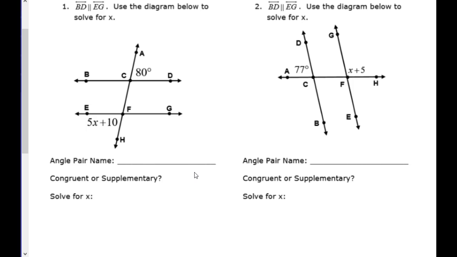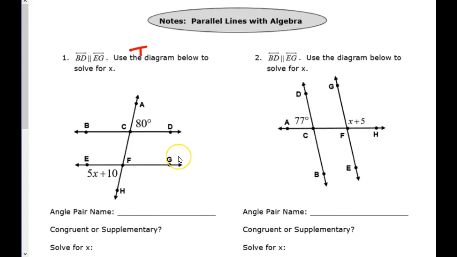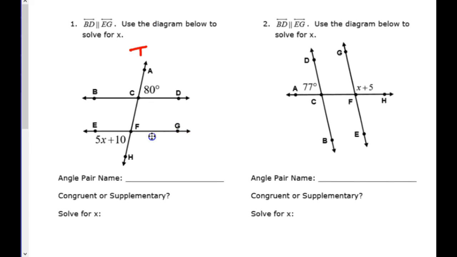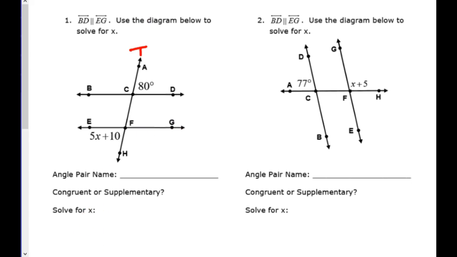So look at number 1. It says that BD and EG are parallel, so these are parallel lines. And they are cut by this line. What do we call this line right here? Transversal. So I like to label that with a T. All right. So label it with a T.